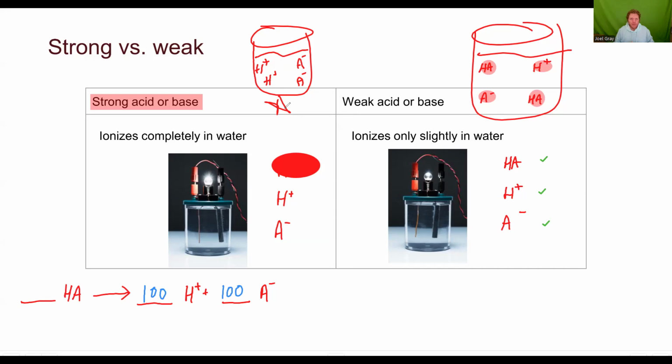So think about it like this: is the molecule intact in solution? If the molecule is intact in solution, like we've got HA here, if I look at my solution and I see HA in there, that would be a weak acid. Basically, if you're looking at any solution, with HA, A minus, or H plus, if I see HA, my first thought is weak. If it's not there, strong.